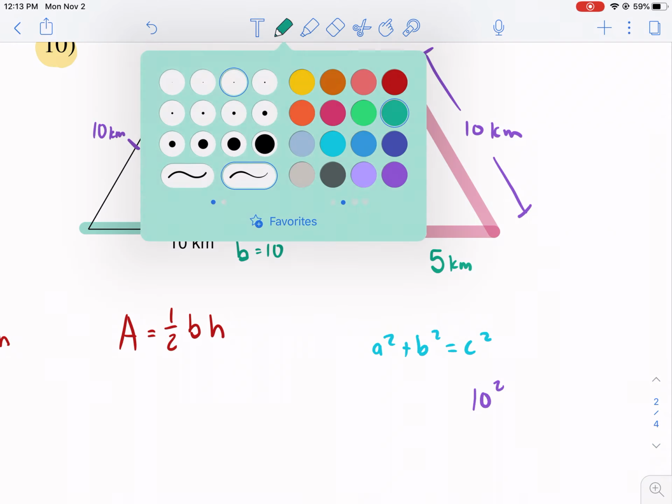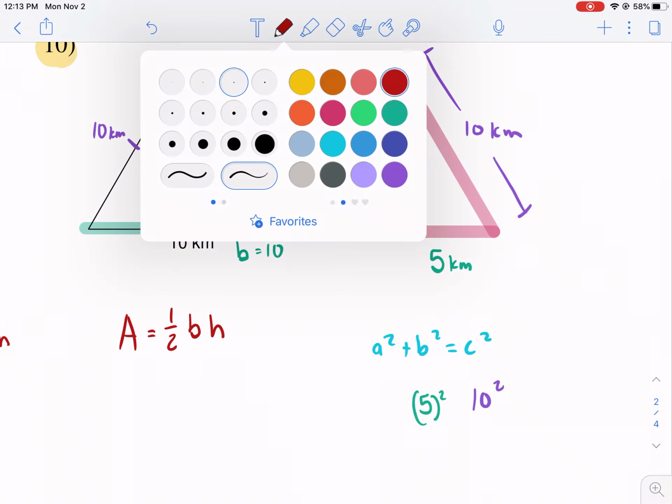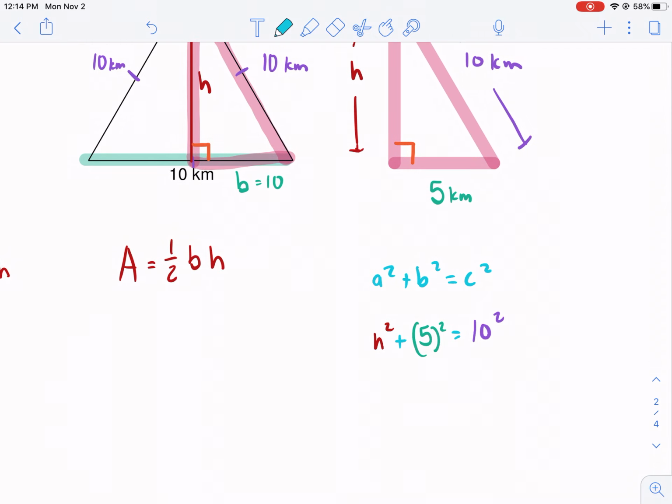It doesn't matter which one we call b, so I'll just make my base my b. So I call that squared. And then our height is the unknown, squared. Okay, and then we're going to set this all equal to each other. So I'm going to change to blue here, so we get h squared plus 25 equals 100. Then I subtract 25 from both sides, and I get 75 equals h squared.